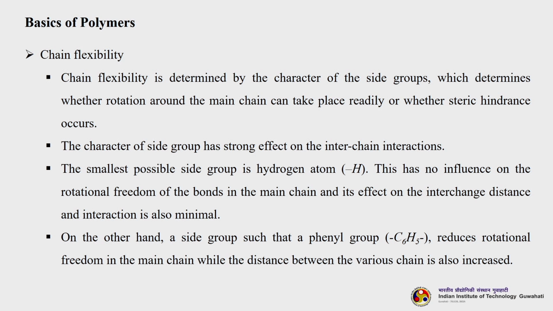The smallest possible side group is the hydrogen atom. Hydrogen is the smallest possible side group that can be imparted to the main chain. So, this has no influence on the rotational freedom of the bonds in the main chain, and its effect on the interchain distance and interaction is also very minimal. On the other hand, if there is a phenyl group, C6H5, then it reduces the rotational freedom of the main chain, while the distance between the various chains is also increased.